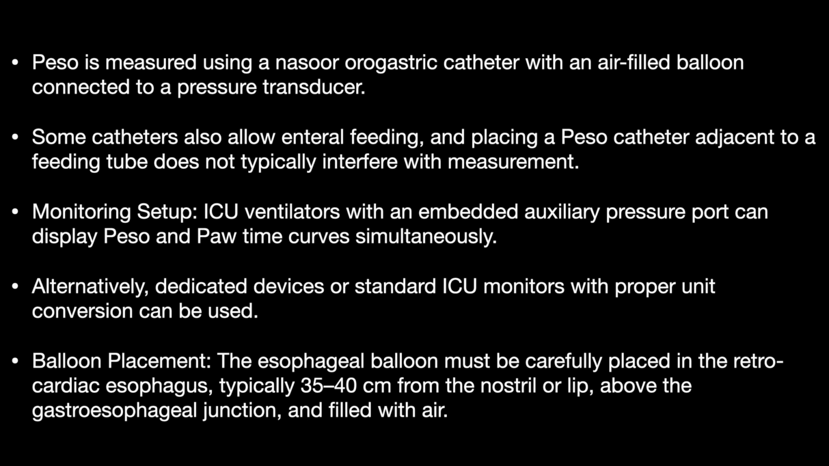The balloon placement. The esophageal balloon must be carefully placed in the retrocardiac esophagus, typically 35 to 40 centimeters from the nostril or the lip, above the gastroesophageal junction, and then filled with air. So it is always better to make the calculations before you introduce the balloon.